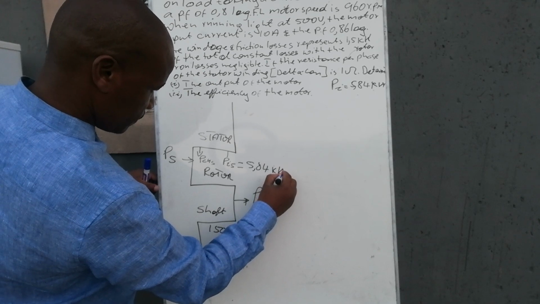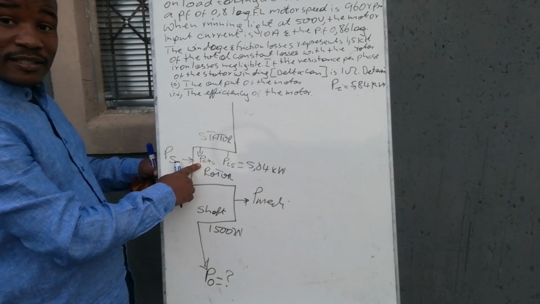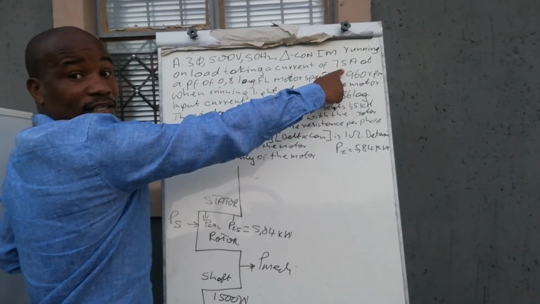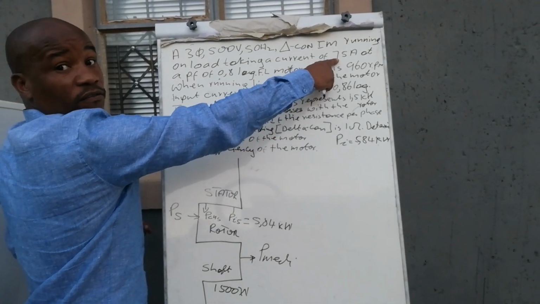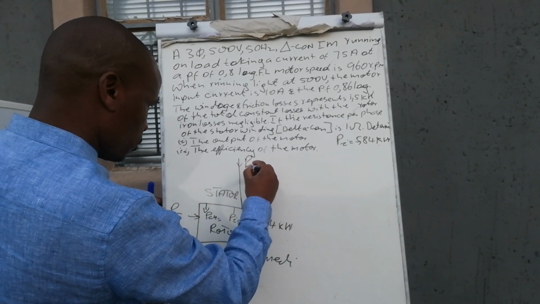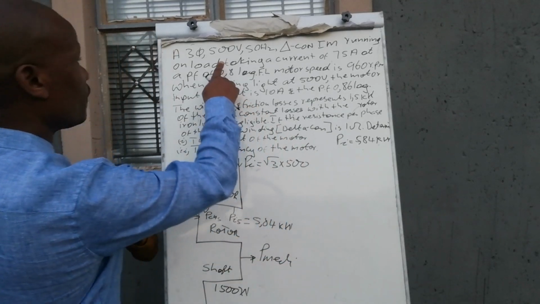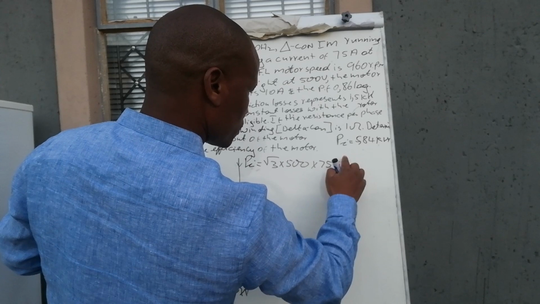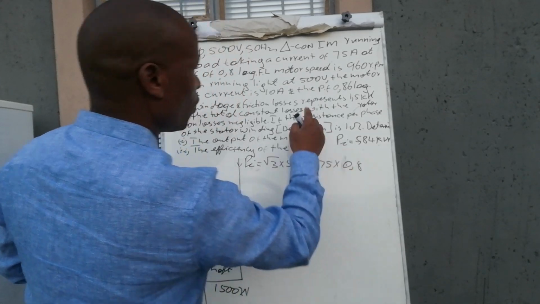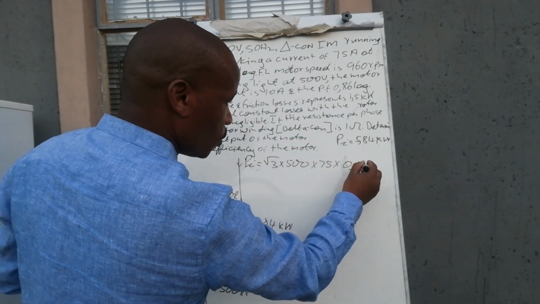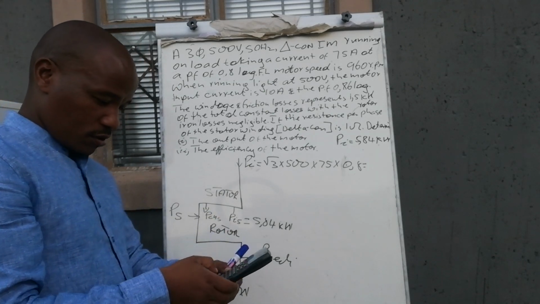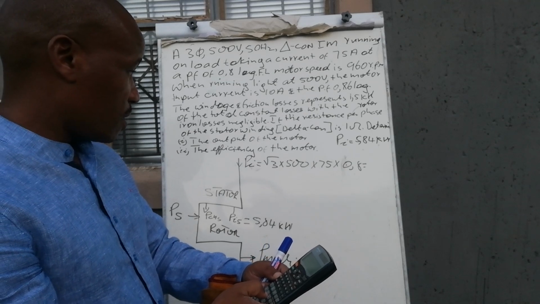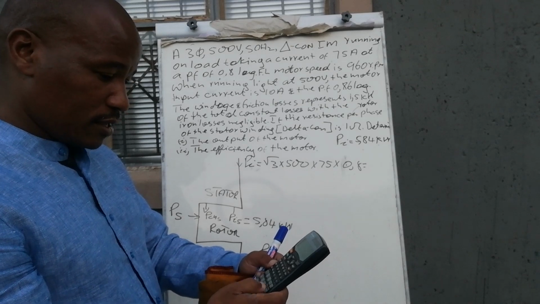5.84 kilowatts. This can't be the losses of the initial calculations, because now the motor is connected on load, and there is a current for that matter. This was the current for no load, this is now the current for full load. Now for full load, the input power is equal to √3 multiplied by 500 multiplied by 75 multiplied by cos φ. But what is cos φ? It is 0.8, not 0.86, when running on load.